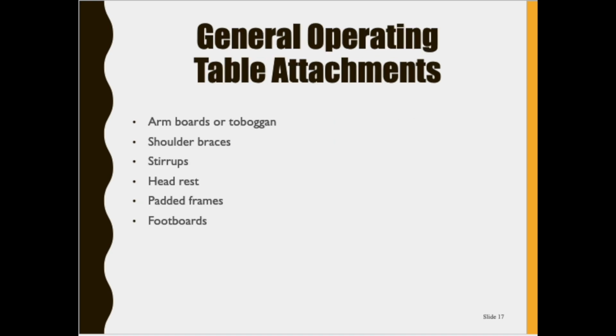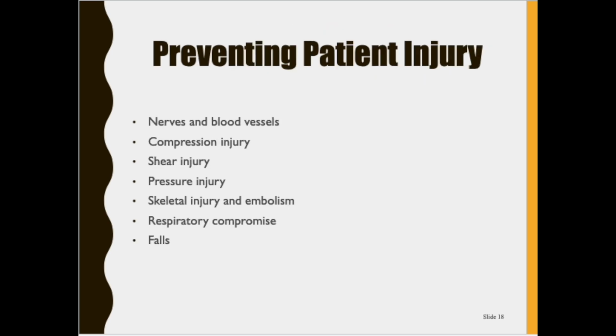Other attachments: arm boards, shoulder braces, stirrups, headrests, padded frames, and footboards. I want you to think about all of the surgical procedures that can be done. Well, we have to have certain positions for those. Not every patient is going to be in supine or prone position, which means that we're going to be wanting to prevent patient injury.